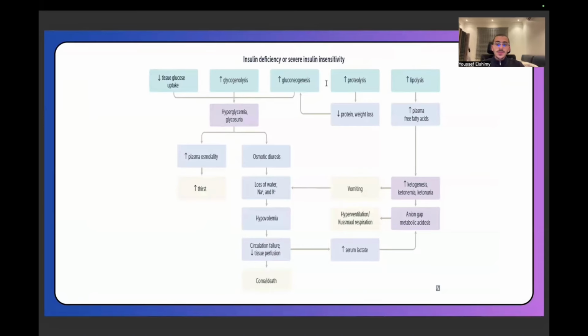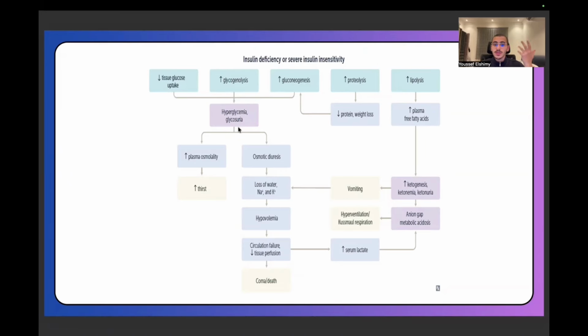So, what happens when there's insulin deficiency or severe insulin insensitivity? Insulin is not there or it's not working, so insulin is not doing its job. There would be decreased tissue glucose uptake. You cannot take glucose. There would be an unopposed effect of glucagon, so there would be increased glucose breakdown, as well as glucose production. All of these would lead to hyperglycemia and glycosuria. So these three components would lead to increased blood glucose.